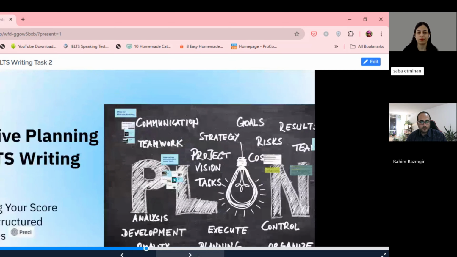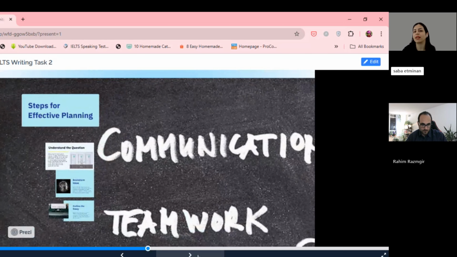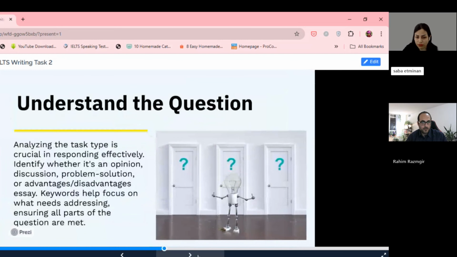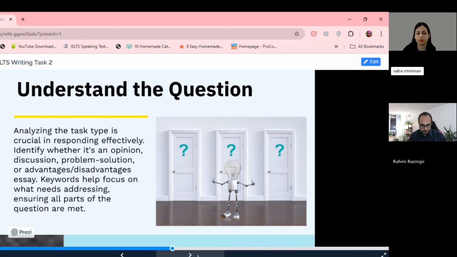Okay, now steps for effective planning. That is something that we are going to discuss here. First of all, we should understand the question. Analyzing the task type is crucial in responding effectively. Identify whether it's an opinion discussion, problem solution, or advantage-disadvantages essay. Keywords help focus on what needs addressing, ensuring all parts of the question are met. So first, understanding the question.